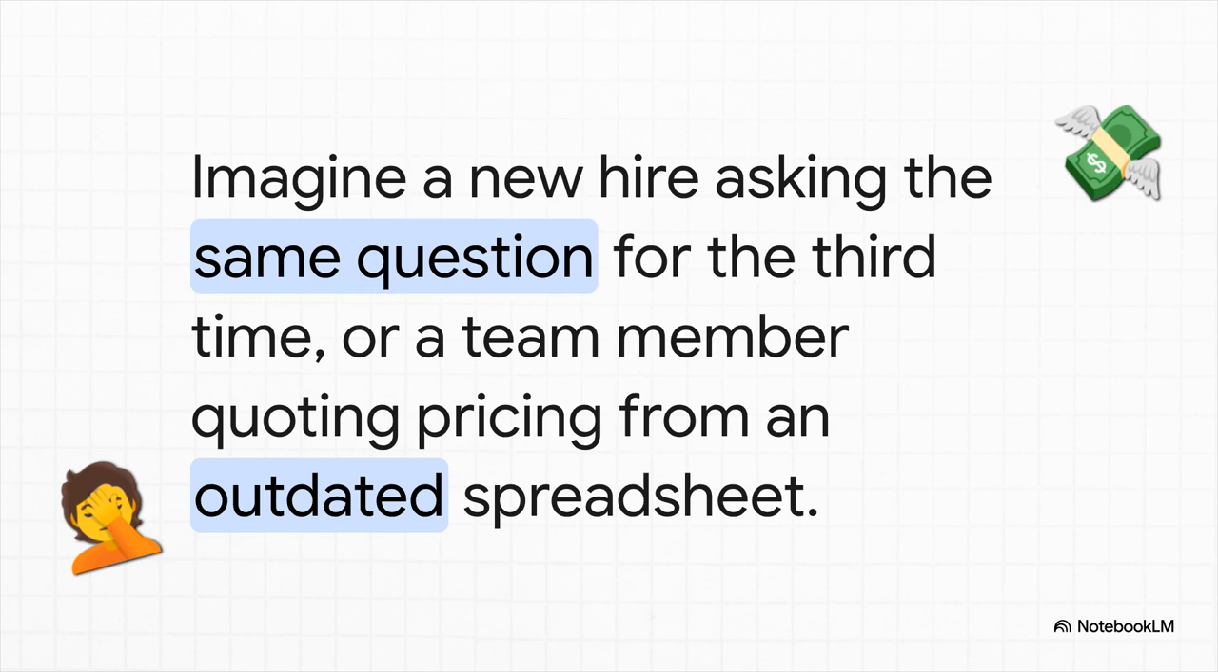And this is where that tax gets really, really expensive. I mean, it's not just about being inefficient. It creates real risk for your projects. Think about it. A salesperson quotes the wrong price, or an engineer builds something based on an old spec doc. I mean, wow, the fallout from that can be massive. And that is the exact problem Guru says it can solve.